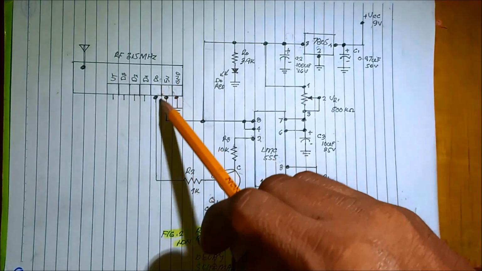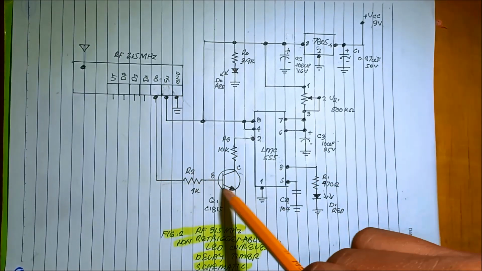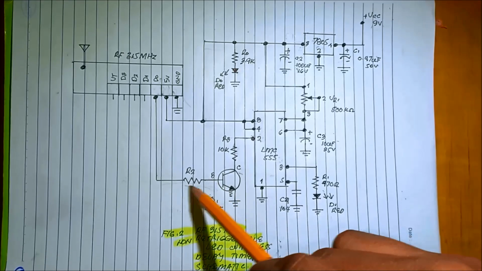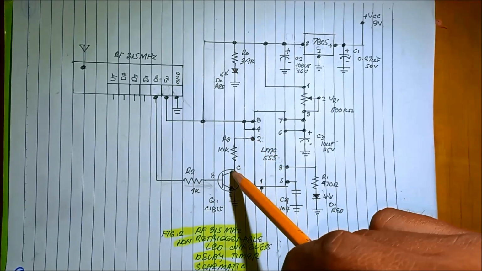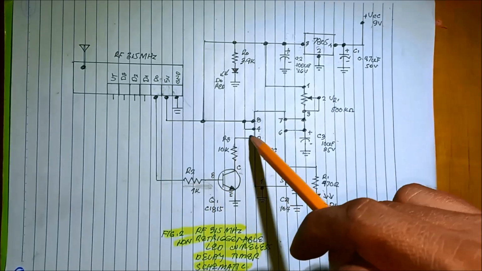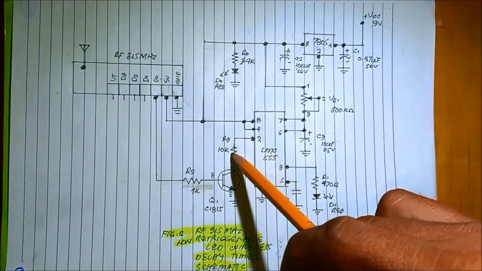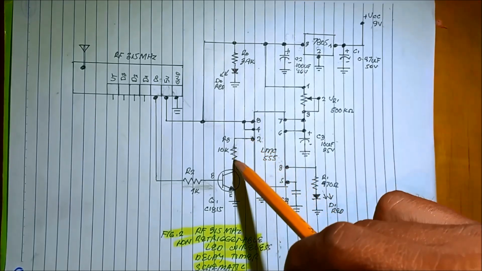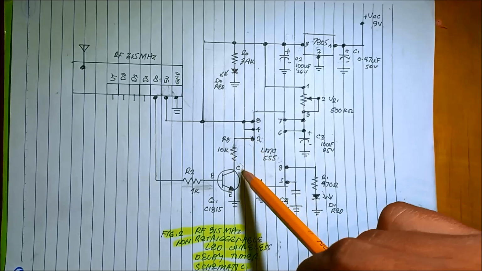And the output of the receiver is connected to the base via a 1K biasing resistor. If there's no base current here, the transistor is open. If there's a triggering current, the transistor will operate as a closed switch. It will close, and current flows from the collector to the emitter.